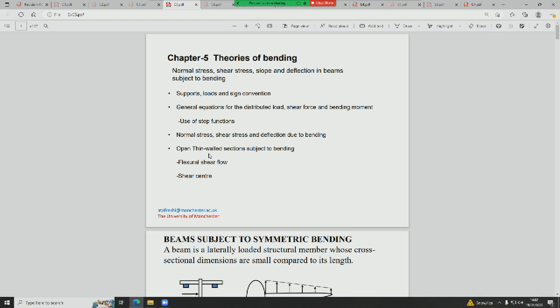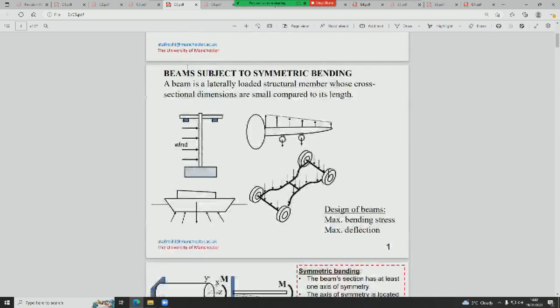So in chapter 5, when a structure is subject to bending, you're after normal stress, shear stress if it's subject to lateral shear force or distributed load, slope and deflection. And the only important thing, I should say, in chapter 5 is that the sections have at least one axis of symmetry. They could have two, but they must have at least one axis of symmetry. So we call chapter 5 asymmetric bending. So these are some examples.